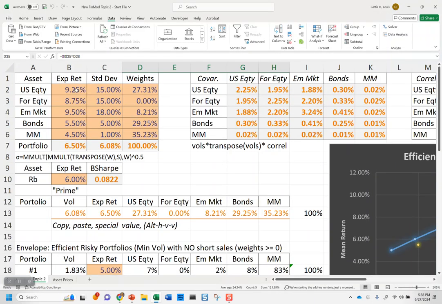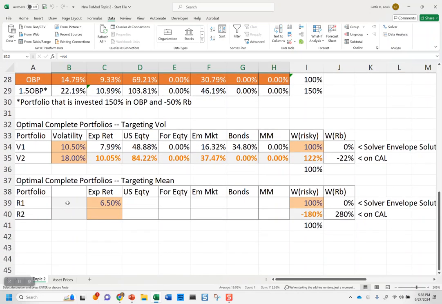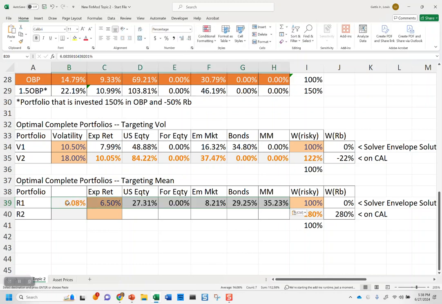There it is. That's your best 6.5% mean portfolio. Looks like I'm getting US equities, emerging equities, some bonds, and some money market. I'll copy those values and paste them here. 100% of my money is in a risky portfolio, an envelope portfolio.